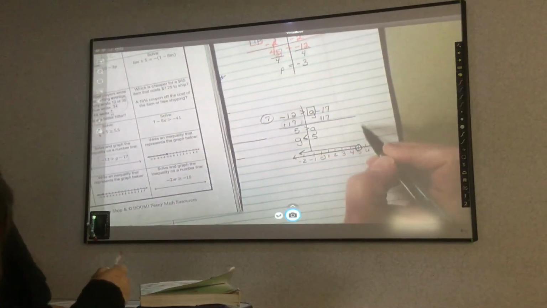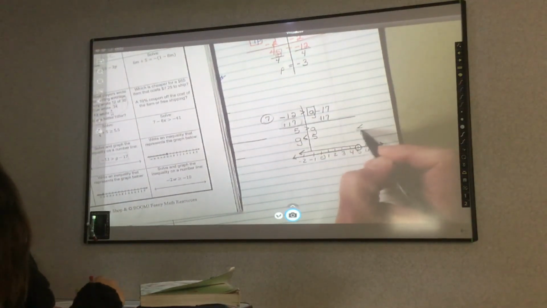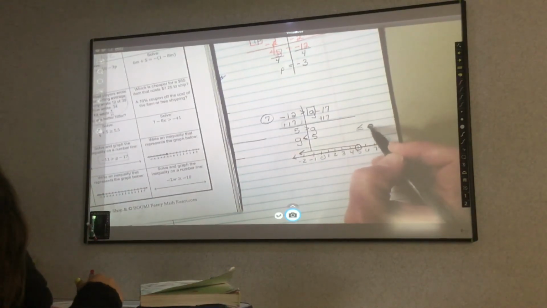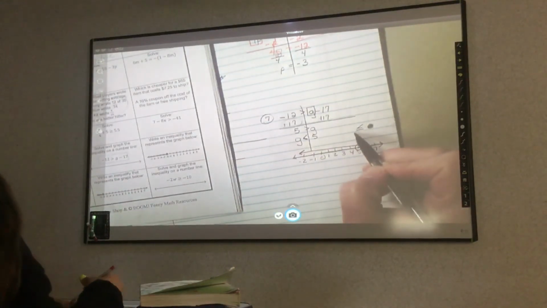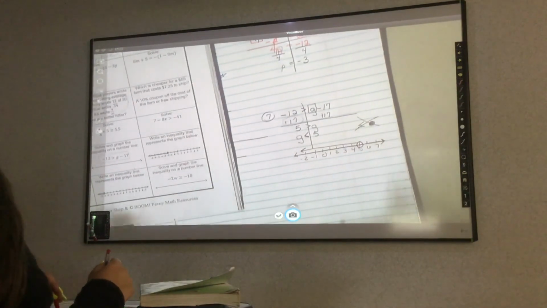I would fill in a circle if it was less than or equal to. That you use a filled in circle. But it's not less than or equal to.